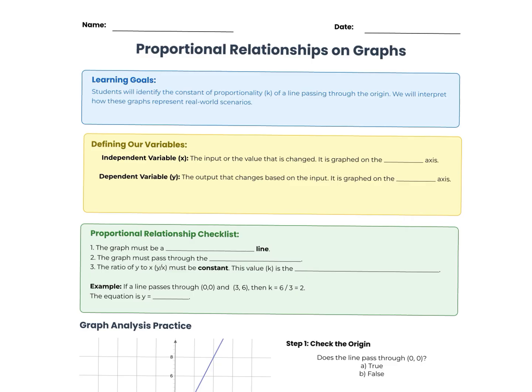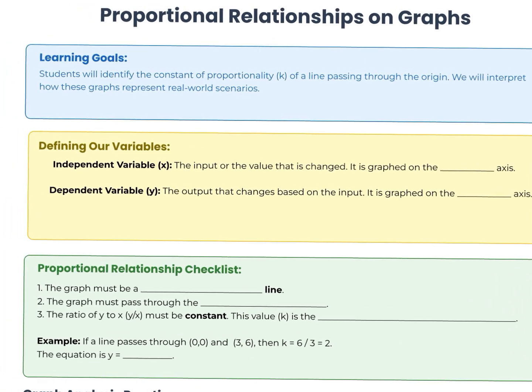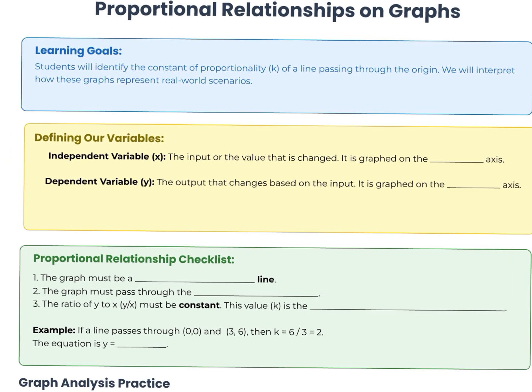When we talk about proportional relationships in graphs, the first thing we want to do is define what our variables are. When we're looking at graphs on the coordinate plane, we're specifically looking at our x and our y, and one of those is our independent variable, and the other is our dependent variable. Our independent variable is our x. This is our input value, or the value that changes, or the value that is changed. And we are always going to graph this on our x-axis.